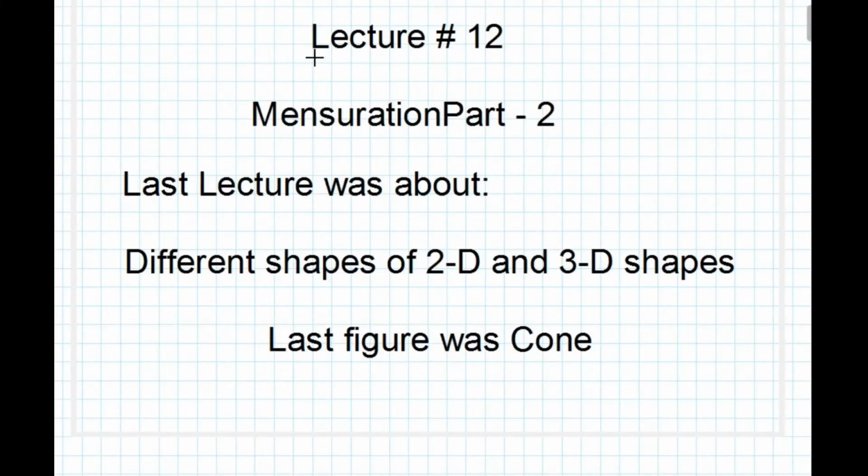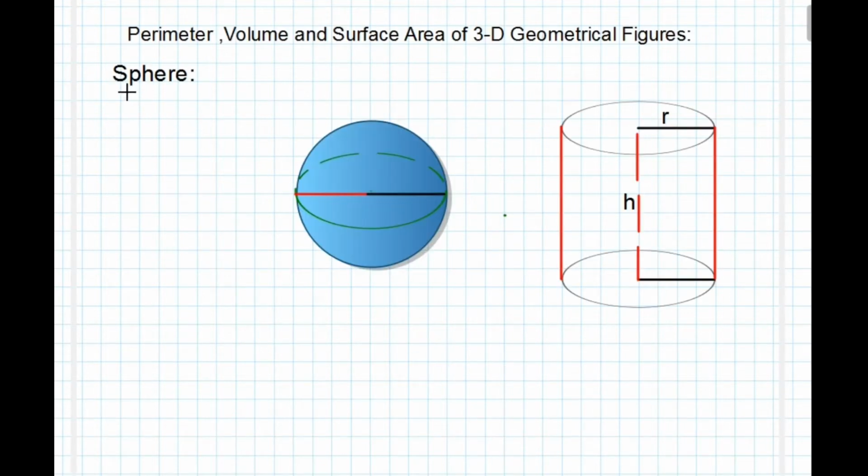Bismillahirrahmanirrahim. This is lecture number 12 and it is part 2 of our topic mensuration. In the last lecture, we discussed different shapes of two-dimensional and three-dimensional figures, and the last figure was the cone. Now the next 3D shape is a sphere.